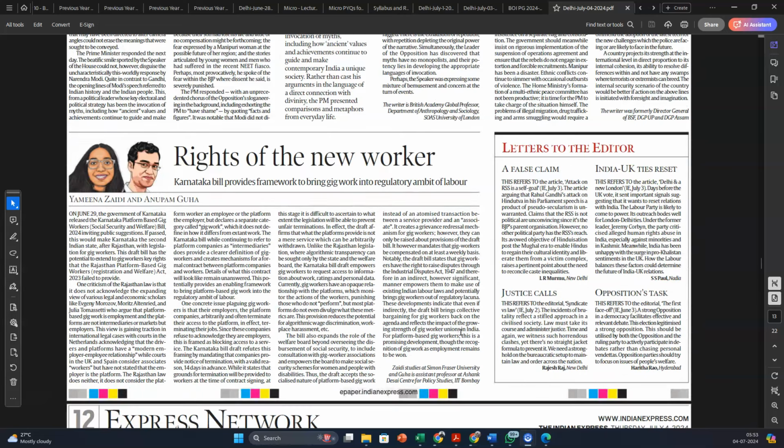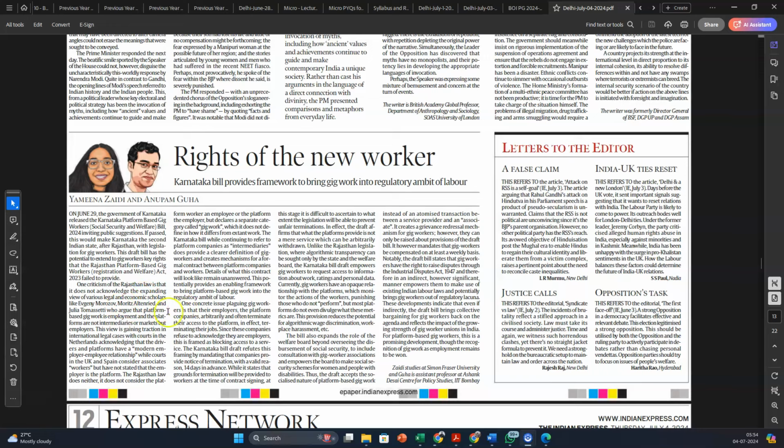Right of new worker. Now, this is an article that I had also, I think, sent you on your WhatsApp group for D3. The Karnataka government has come up with a Karnataka platform based gig workers bill, and it has asked for public suggestions. This is the second act, if it becomes an act, after the Rajasthan Gig Workers Act. One of the criticisms of the Rajasthan Gig Workers Act is that it did not recognize the worker and employer relationship, and it said that these are all gig workers. They defined them as gig workers.